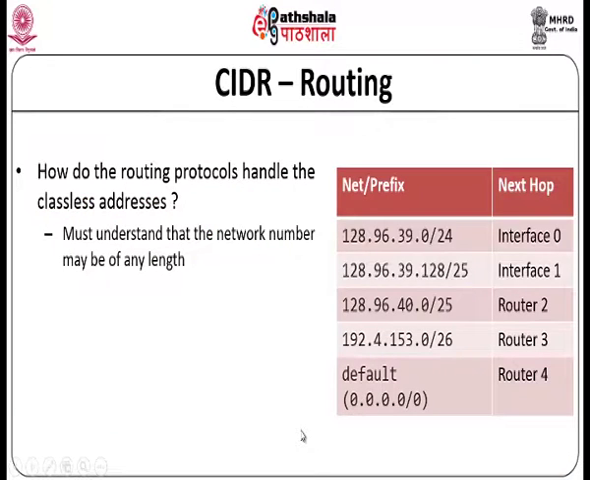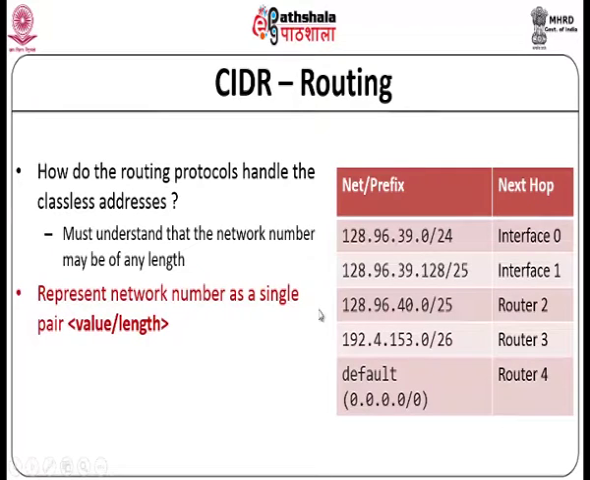Okay. So, now let us look at how the routing will become different once you have this kind of CIDR based addressing. When you have CIDR based addressing, what we require the routers to understand is that they have to know how to handle these classless addresses. To handle the classless addresses, what is important is that the router must understand the network number, and it must understand that the network number can be of any length. So, in your routing table, you will actually have this kind of information. You will have the network address followed by the prefix, and you will specify the next hop.